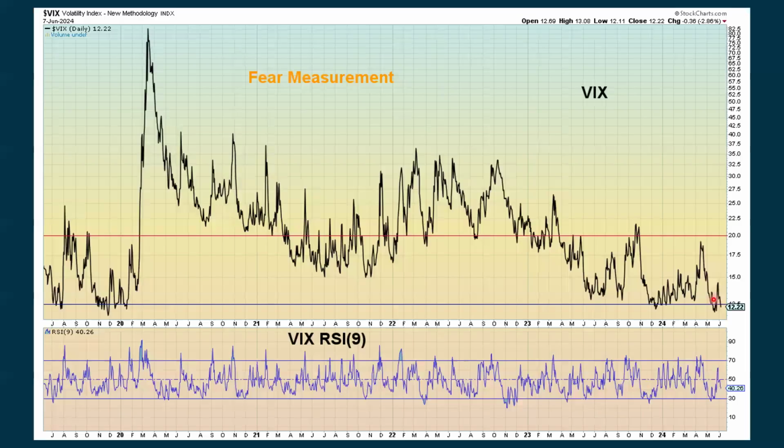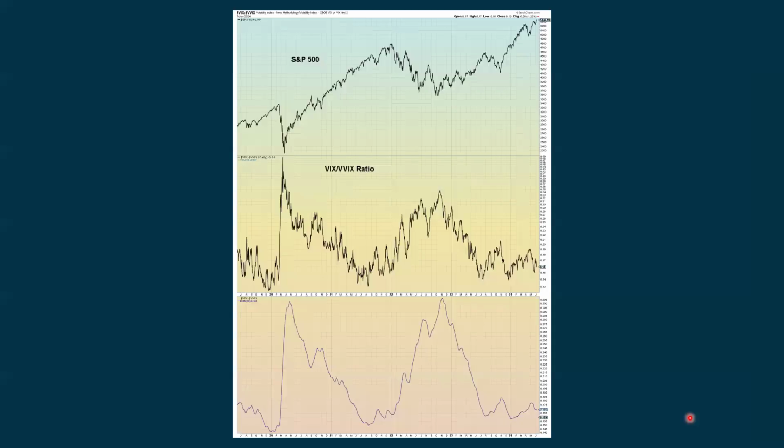We also want to keep an eye on what is the speed of the VIX, and I use an RSI based on 9 periods to measure that. We look for extreme positive or negative readings. Right now, we're not getting anything, so there's been no need to show this chart.